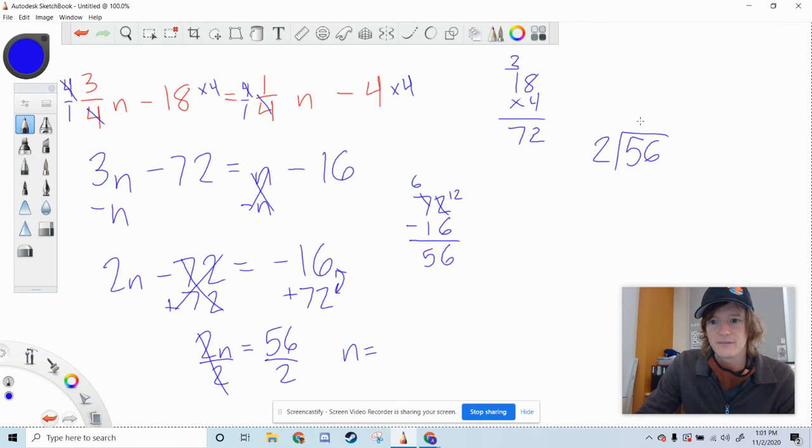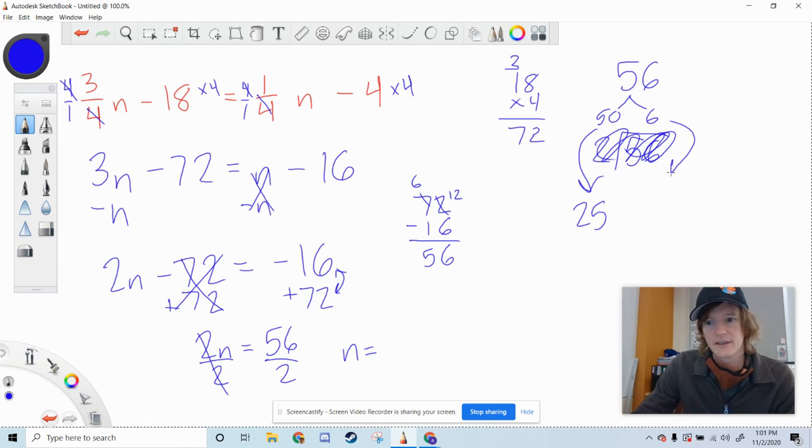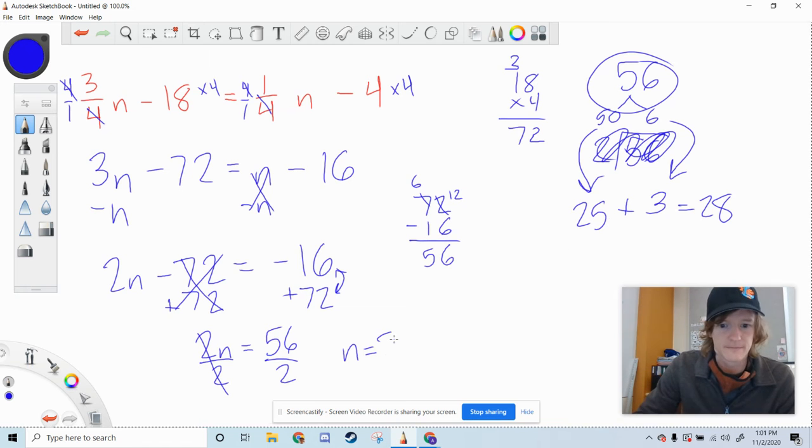2's in 5. Well, how about this? Let's just do it a different way, because I know I can do 56. I can break this into 50 and 6. Half of 50 is 25. Half of 6 is 3. So half of 56 is 28.